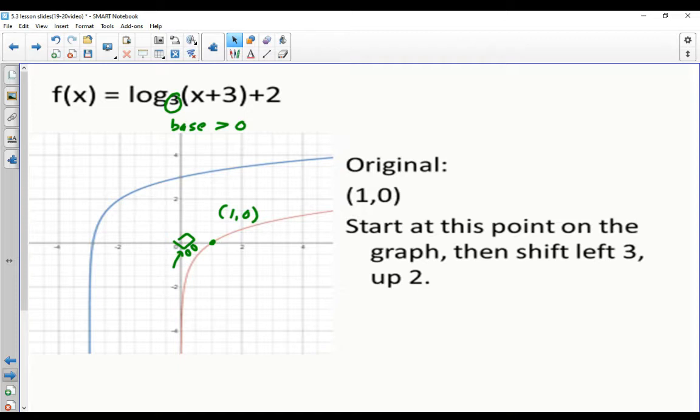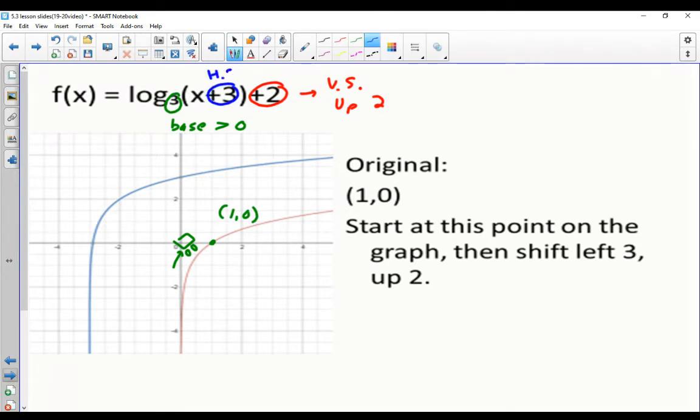But now let's look at what we have in terms of shifts. The plus 2 on the outside is your vertical shift, meaning going up 2. The plus 3 on the inside is your horizontal shift. And remember, when you go left or right, you do the opposite of what you'd expect. So the plus would make you think to go right, but do the opposite, and you're going to go left 3.